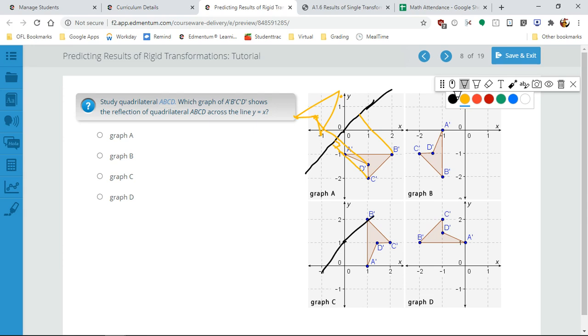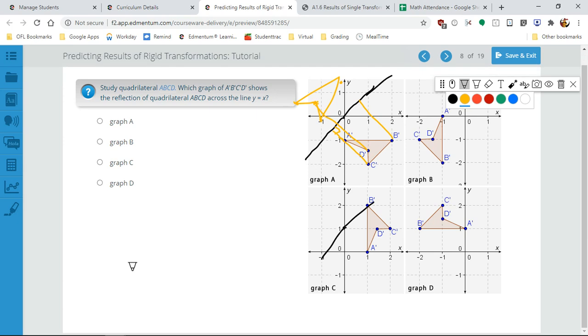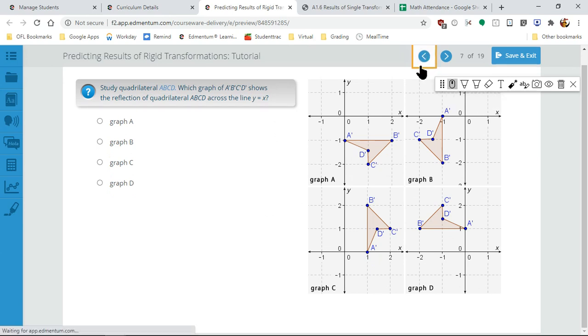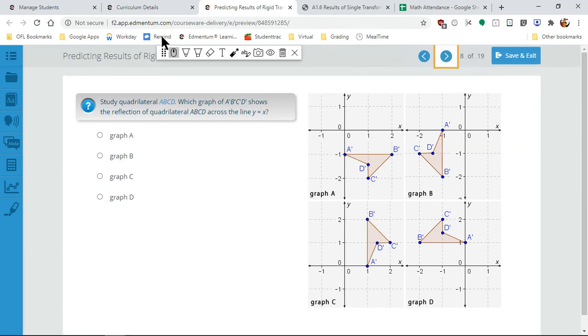So if I look at these, the closest one to that, wait, which one are they talking about? Oh, these are all A primes. Oops. Sorry, I thought they were talking about this one. So I guess they're talking about, study the quadrilateral and graph. Which quadrilateral are they talking about? I feel like they're missing a picture here, because they don't show us the original image. That's a big mistake. How can you tell us to do a reflection when you don't tell me what the original is?